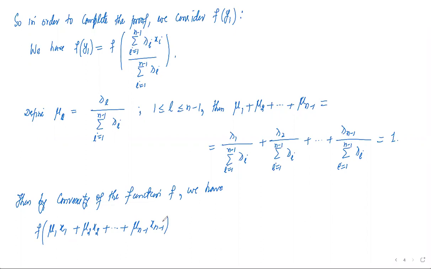Now, since the result is true for all natural numbers k which are less than n, it is also assumed to be true for n minus 1. In fact, it is true for all numbers up to n minus 1. Therefore the convexity of f can be used on these n minus 1 scalars and these n minus 1 points from the interval I. So we have that this is less than or equal to mu1 f of x1 plus mu2 f of x2 plus so on plus mu n minus 1 f of xn minus 1.